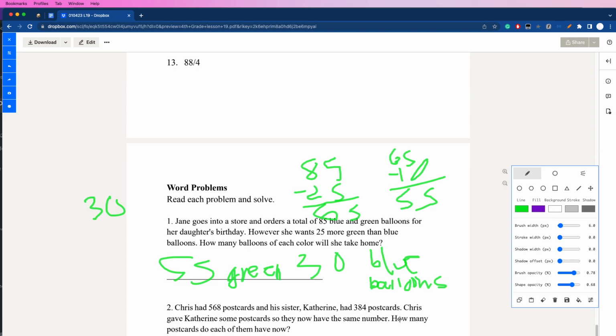And number two, Chris had 568 postcards and his sister Catherine had 384 postcards. Chris gave Catherine some postcards, so now they have the same number. How many postcards do each of them have now? So they need to have the same amount.